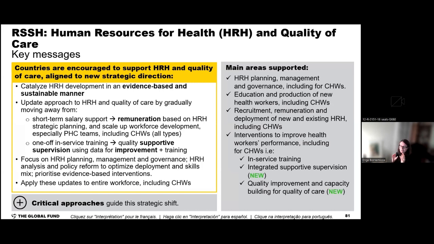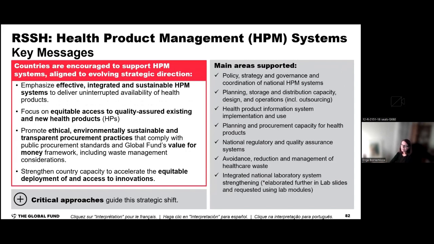At the bottom, you'll see a little plus sign and a note that we have critical approaches. So just a reminder that we do have critical approaches that guide this shift, and we've included them, in the interest of time, in the annex to this PowerPoint that you will receive. And again, the main areas that are supported are summarized on the right. Next slide, please.